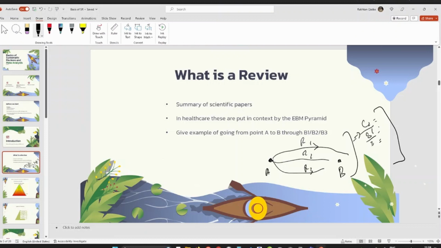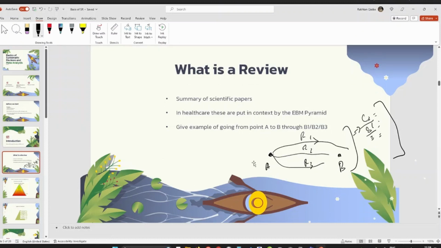This is the simplest form of review. We are summarizing particular evidence on anything to give us an outcome. That's the simple crux behind this review thing. This is the classical narrative review.